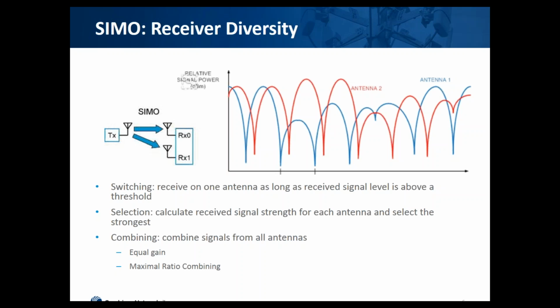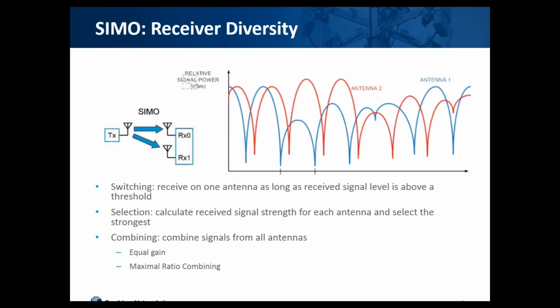This is the example we discussed earlier of students comparing notes and checking if one student missed a note and another one didn't. With multiple receive antennas, it's the same concept. One antenna can receive a good signal while the other is in a deep fade. How can we take advantage of these multiple signals? There are different options that can be used.